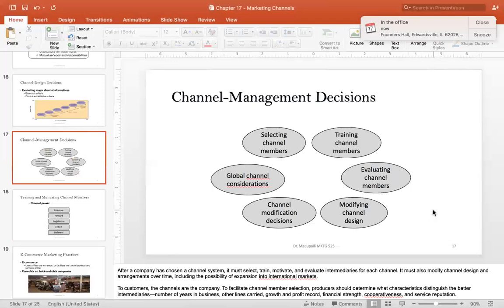Global channel considerations are probably the trickiest ones, honestly, because international markets pose different types of challenges, as much as including variations of customer shopping habits. Like, the same product that you sell in the US may not be sold in other markets. Developing markets become a target for many retailers because developed markets are kind of saturated or stable markets. You're not seeing too much growth in them.